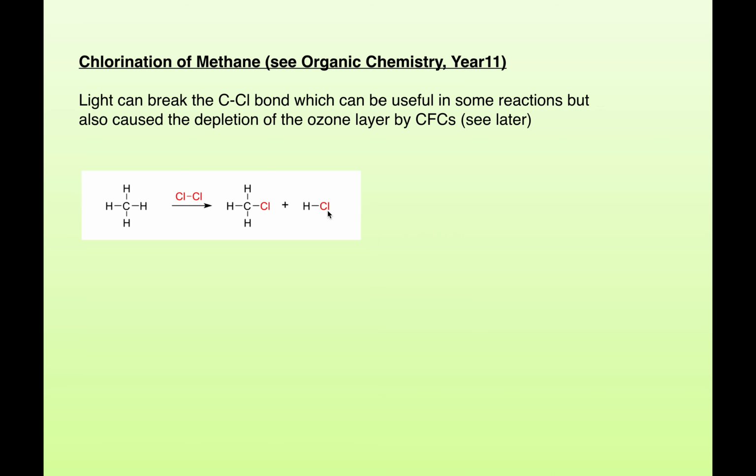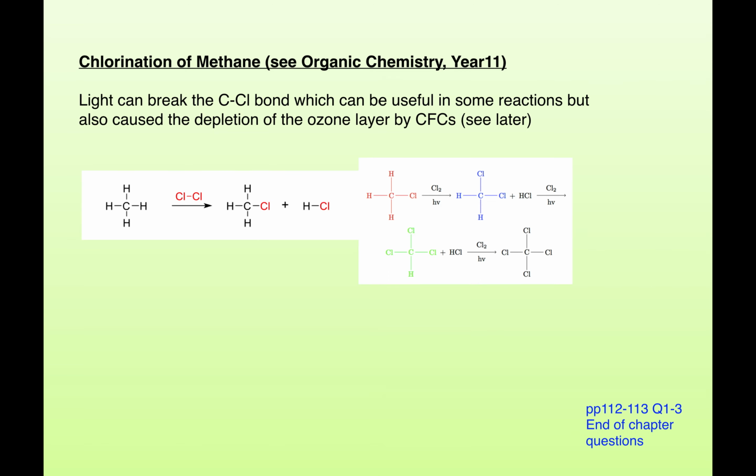Then the same thing happens again with this molecule. This molecule again reacts with chlorine, and another one of the hydrogens is replaced. This molecule again reacts, and another one of the hydrogens is replaced, and so on until you get this molecule, which is called tetrachloromethane.